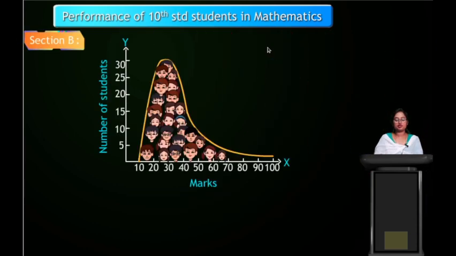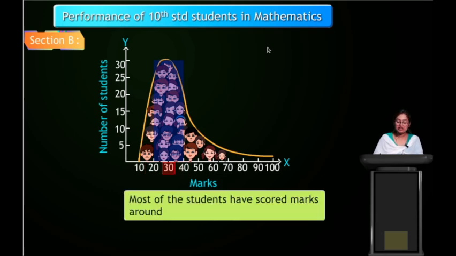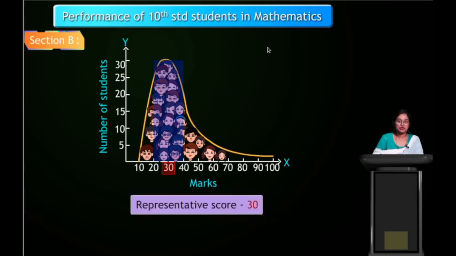Now, let us see the performance of section B students. In which interval have most of the students scored the marks? Yes, you are correct. That is the interval 20 to 40. Can you guess the number of marks scored by most of the students? Yes, that is 30 marks. Most of the students have scored around 30 here. So what is 30, children? It is the representative score, right?